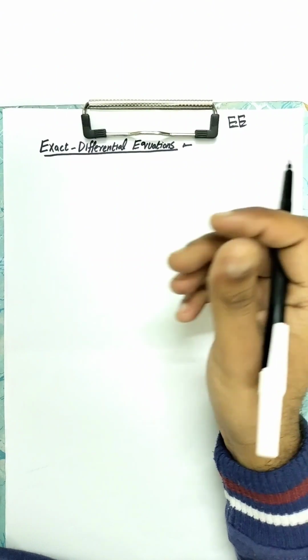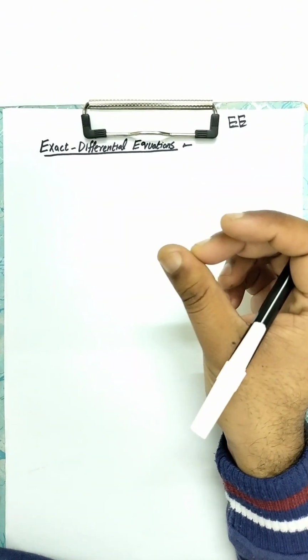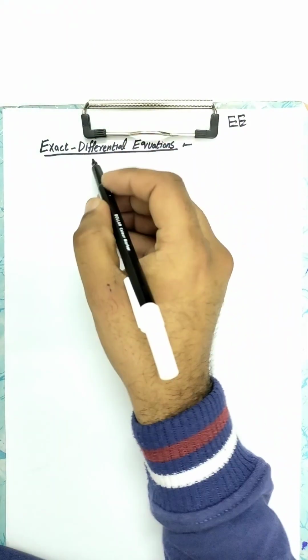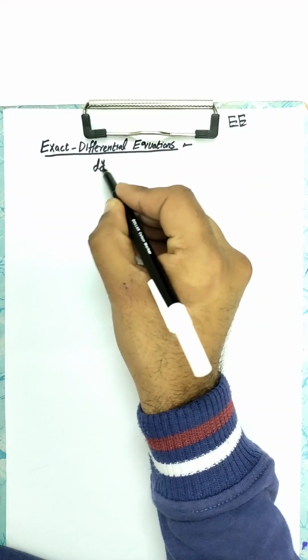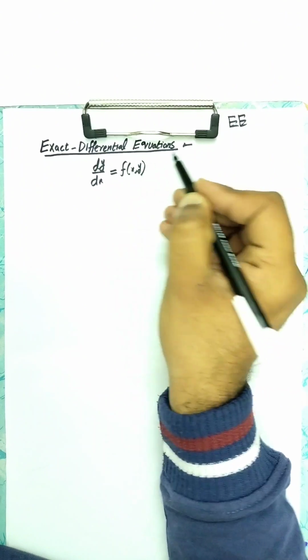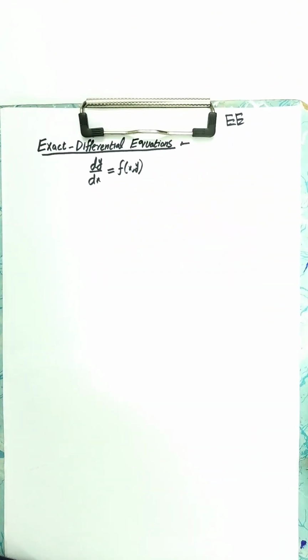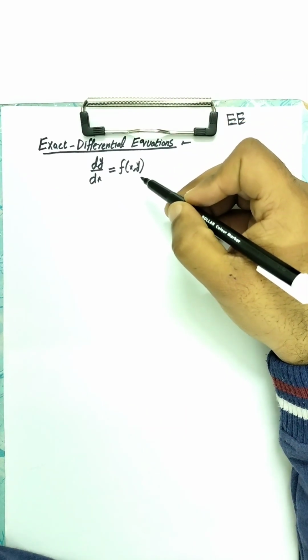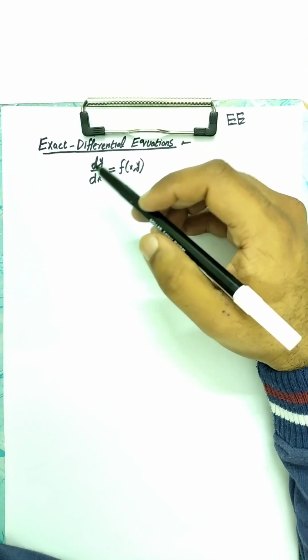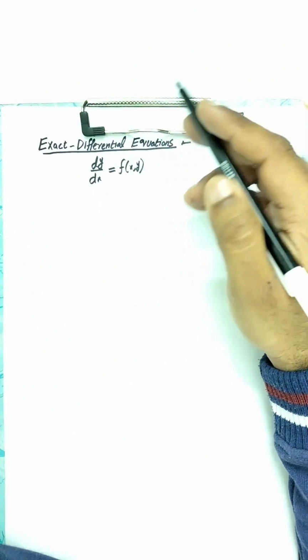We know that we study the first order and first degree differential equation, dy by dx is equal to f of xy, which is the explicit form of a first order and first degree differential equation. So this is a first order first degree differential equation, and this differential equation is an exact differential equation.